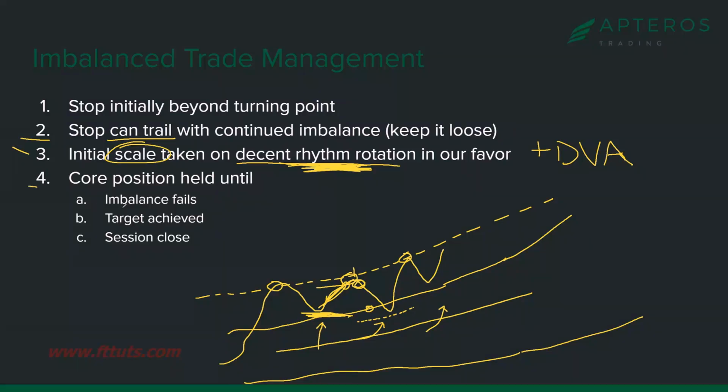The core position, that's that runner, if you want to call it. I call it a core. The core position is held until a couple things happen. One, the imbalance fails. So let's draw out what that might look like, right? Imbalances don't last forever. Trading would be easy if they did. Well, we're looking for maybe the imbalance to continue, and maybe it tries to, and then it doesn't.